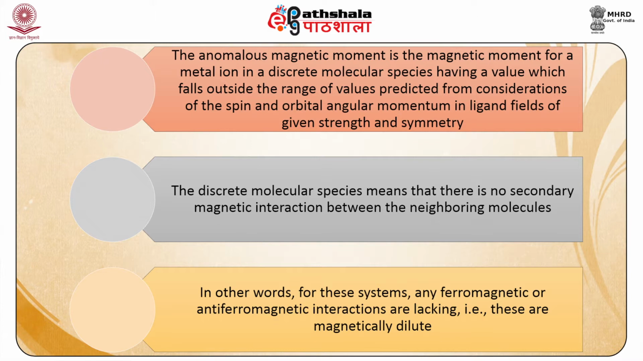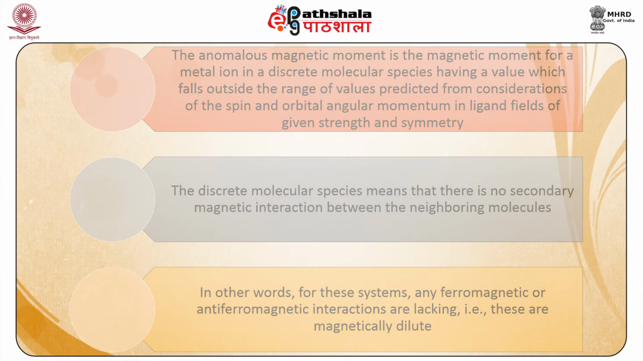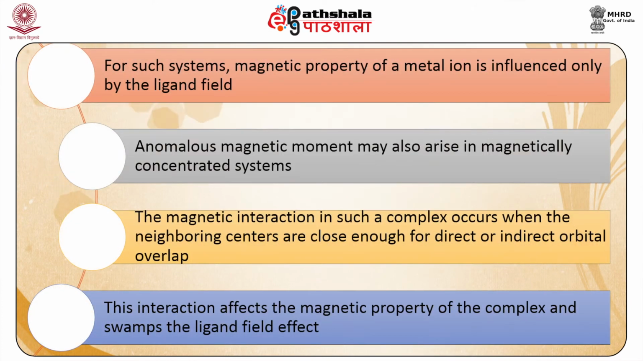The discrete molecular species means that there is no secondary magnetic interaction between the neighboring molecules. In other words, for these systems, any ferromagnetic or antiferromagnetic interactions are lacking. These are magnetically dilute. For such systems, the magnetic property of a metal ion is influenced only by the ligand field. Anomalous magnetic moment may also arise in magnetically concentrated systems.